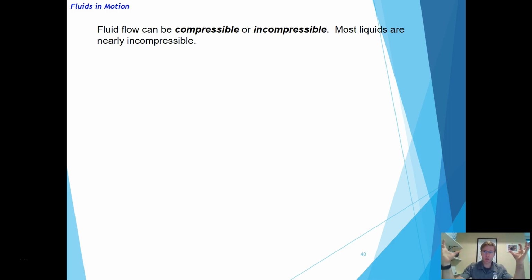I can take a large volume of it and shove it into a much smaller volume, and it would still be possible. It's able to be compressed.